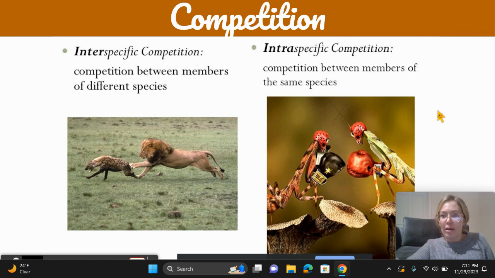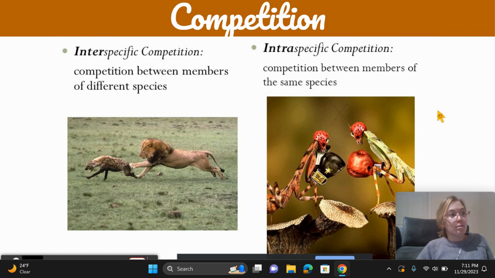You can see this with vultures, another great example of animals that would go after carrion, which is just rotting meat or a dead animal. You can also see competition between members of the same species during mating season. You see some of the fights that typically male species get in during mating season. It is gnarly. And so that would be another great example of intraspecific competition.